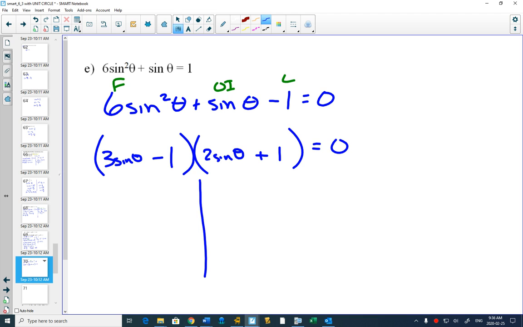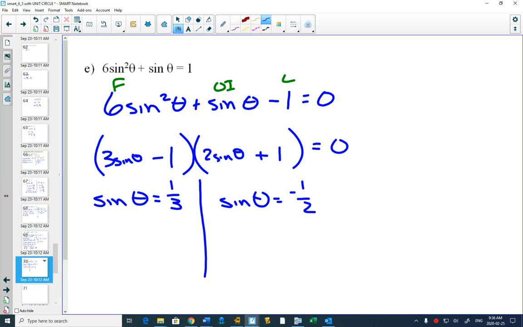So after you factored it, either this one's 0, in which case you get sine theta equals 1/3, or this one's 0, in which case you get sine theta is negative 1/2. This question, unlike the previous one, would be on the calculator part of your exam. And usually they say, put your answers as exact values where possible, or round to 3 decimal places. So are either of these on our unit circle? Yes, the second one is.